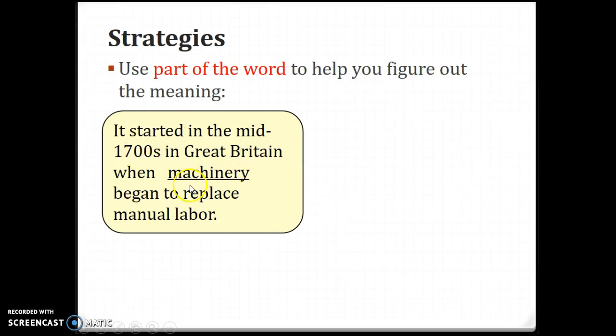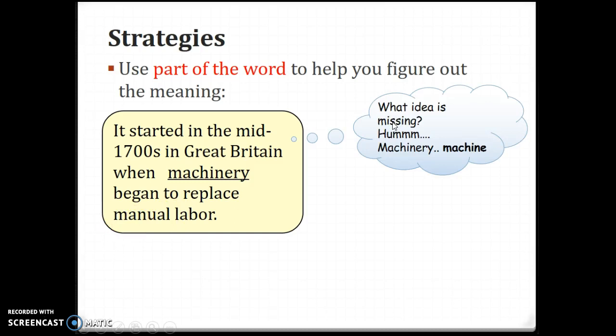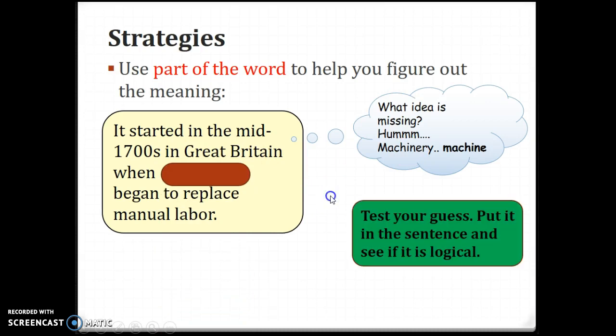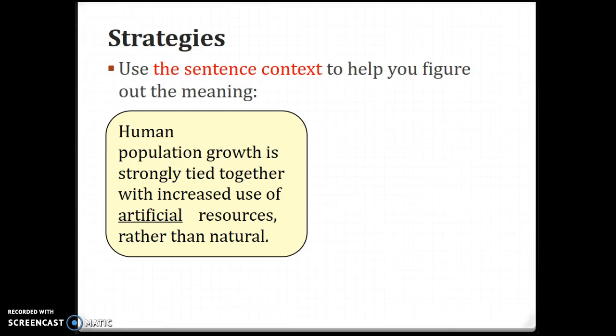Sometimes we look and we see that we know part of the word. We know the word machine. It started in the mid-1700s in Great Britain when machinery began to replace manual labor. Machinery, machine, or manual, man. So what idea is missing? We're missing something here about machine. I know part of the word. I put in the word machines, and voila, it works.